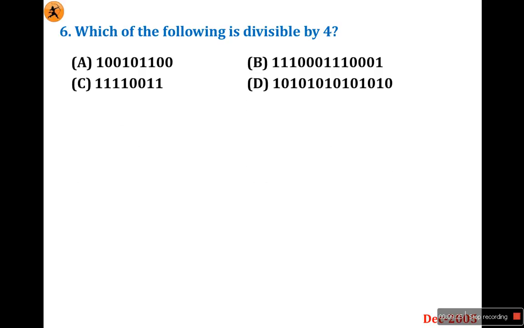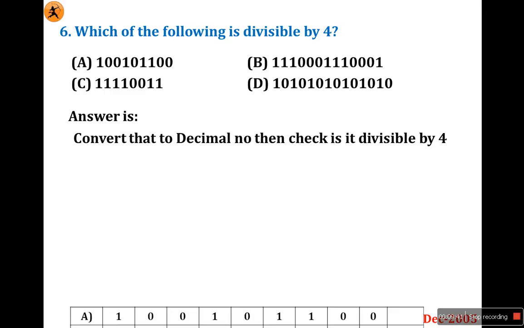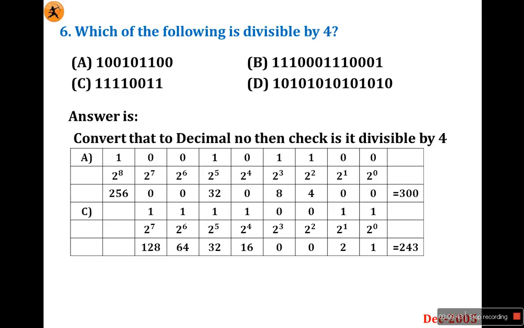Which of the following is divisible by 4? This looks difficult, but it's very easy if you know how to solve this one. Convert that to a decimal number, then check whether it is divisible by 4 or not. So how will you convert? You will use the shortcut method. Select option A. Option A is 100101100. Then write directly 2 raised to 0, 2 raised to 1, 2 raised to 2. Write all 9 bit positions.